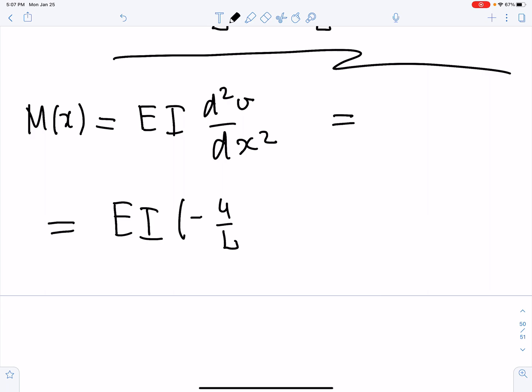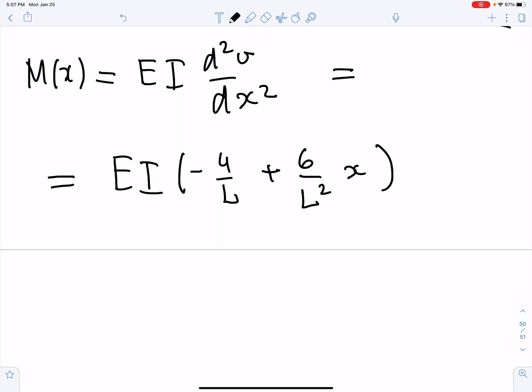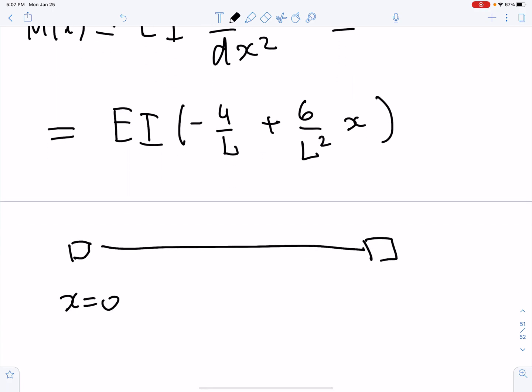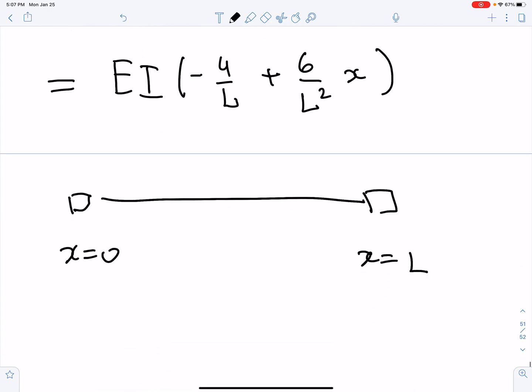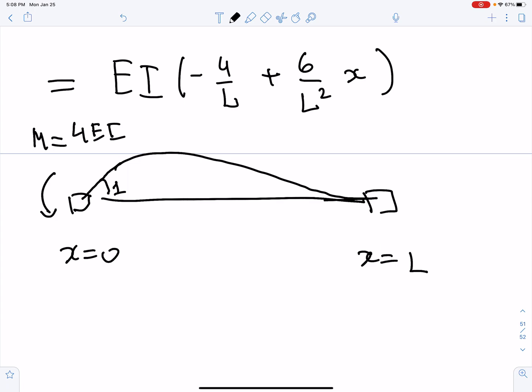If you do the calculation, you get EI times minus 4 over L plus 6 over L squared x. And so now you take the M and evaluate it at x equals 0 and at x equals L. What you find is, well, your displacement looks like this, which may be plotted as follows, satisfying the slope condition of 1, and then comes in with 0 slope like that. You find the moment here equals 4 EI over L.